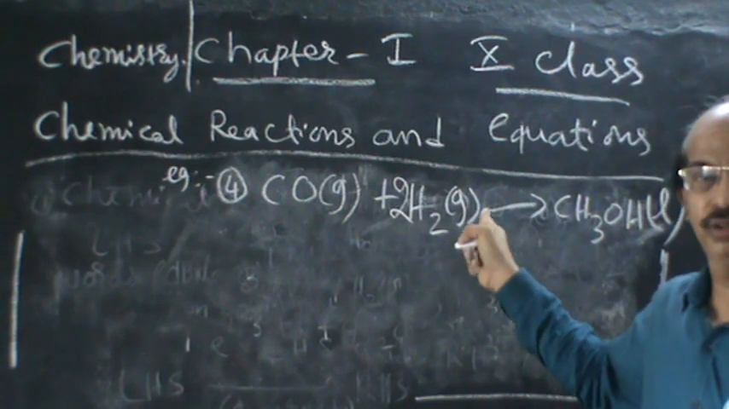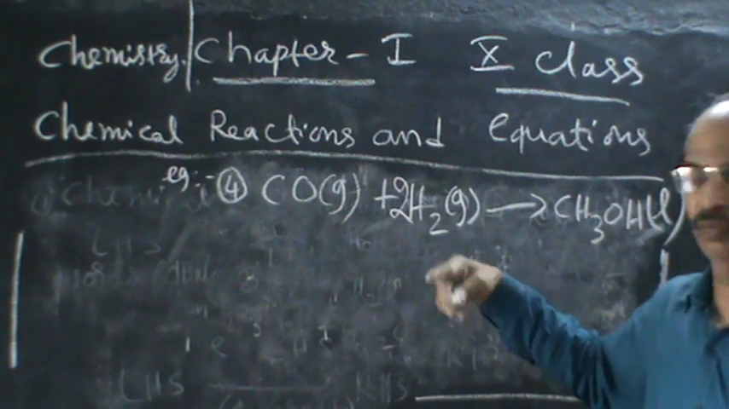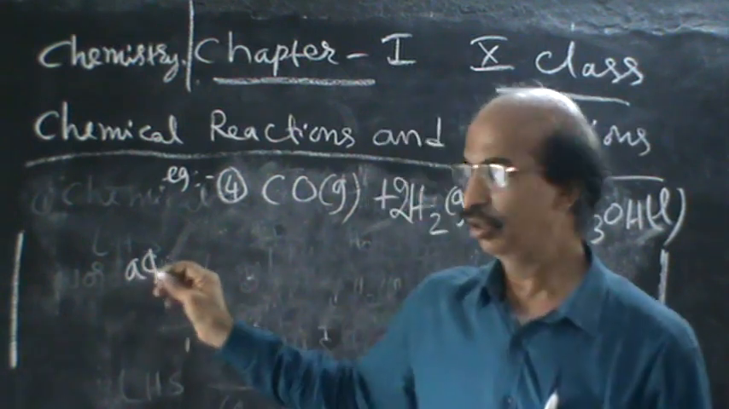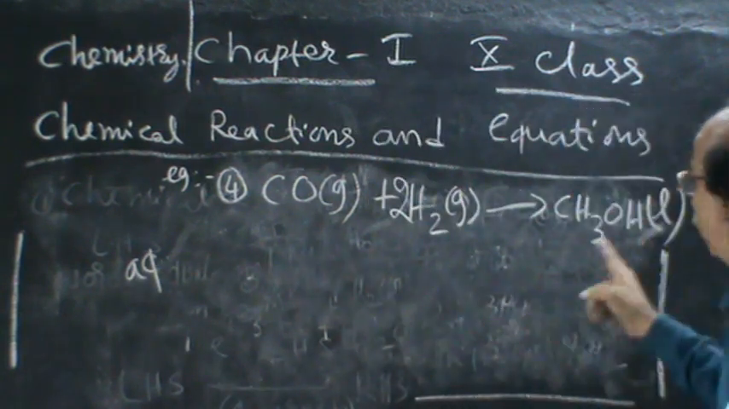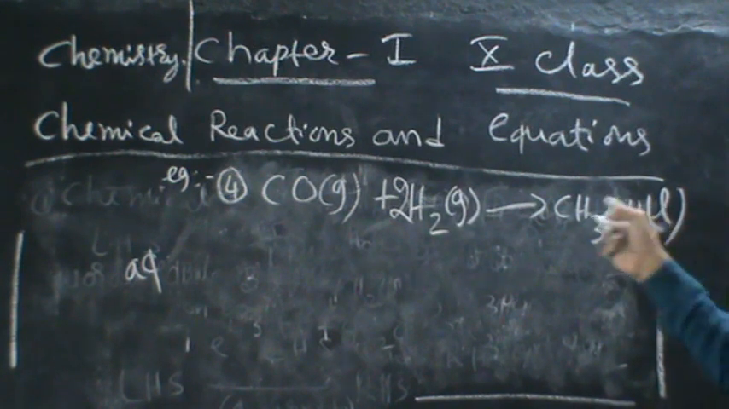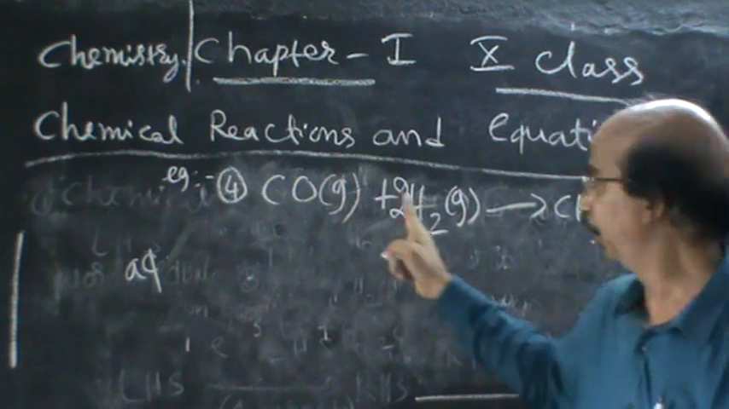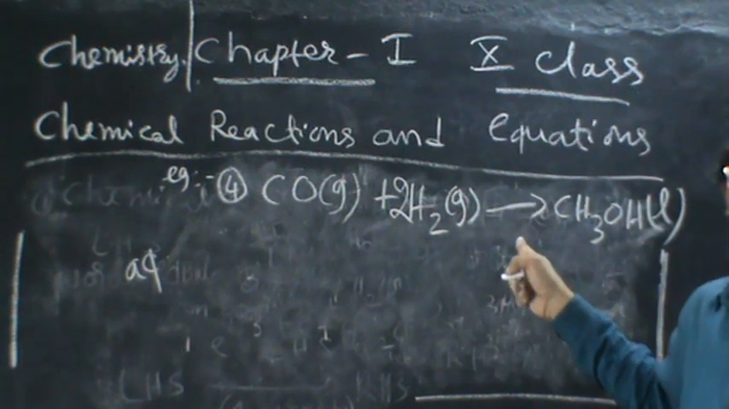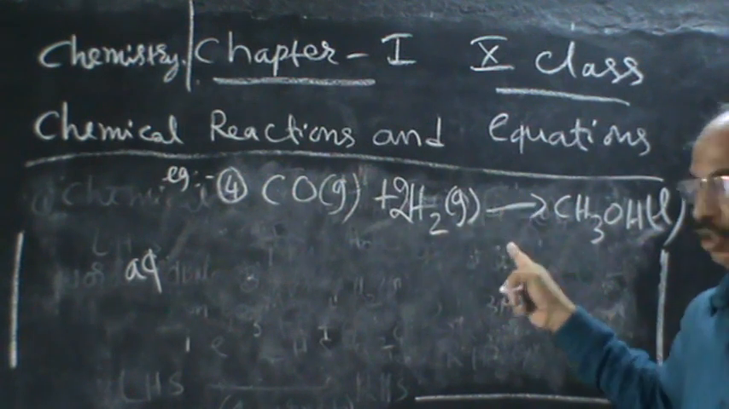S means solid. If water is involved somewhere, you must write aqueous, AQ. Here there is no water, for information. That's why it is called liquid. Here it is gas. Conditions you must show here, on the arrow or below the arrow.